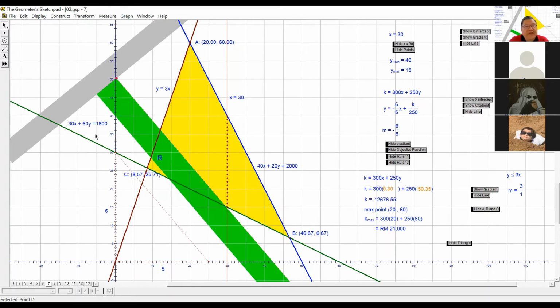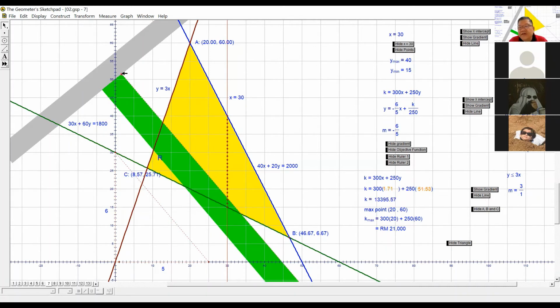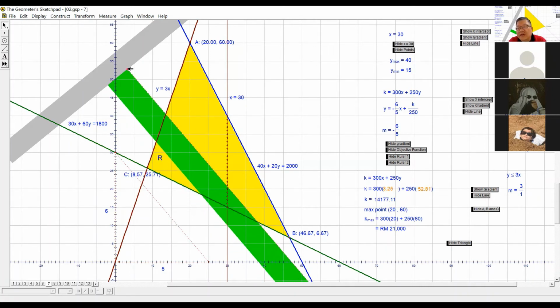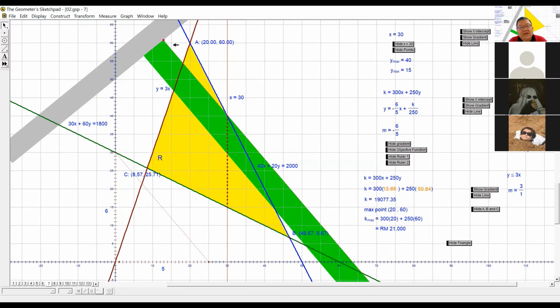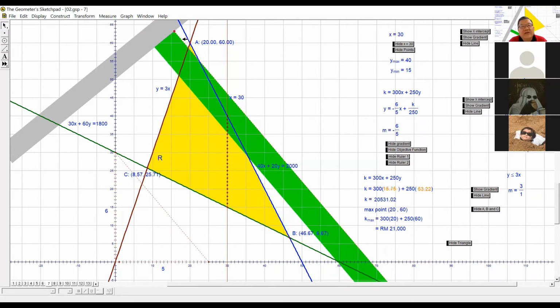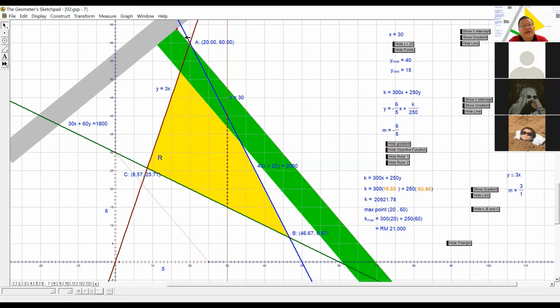As I move the line further and further away from the origin, you look at the value of K. Here, the value of K is here. You see that the value of K increases to 13,000, 14,000, 15,000, further away 18,000, here 20,000. Can it go further or not? It can, because it's still inside the shaded region. So I push it to the furthest, and the furthest is at the point A. And the profit is around 21,000, 20,900.